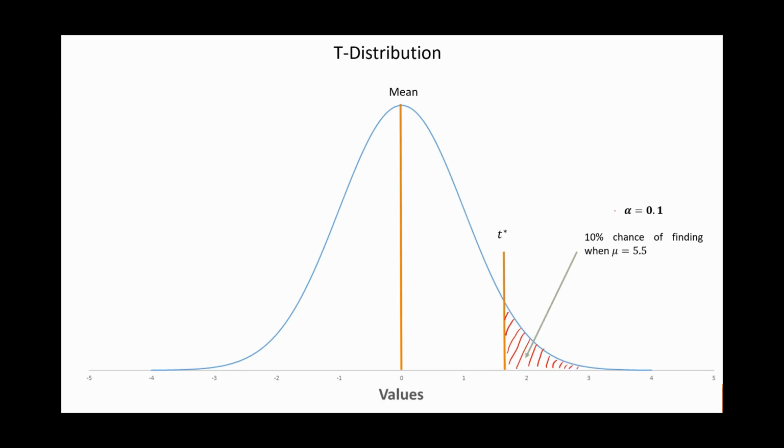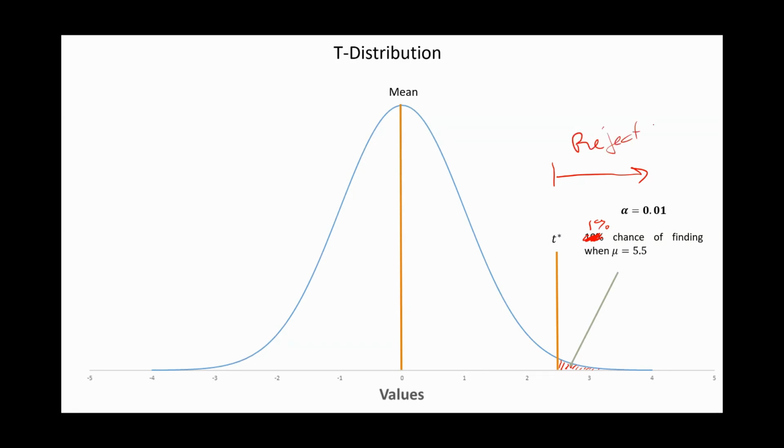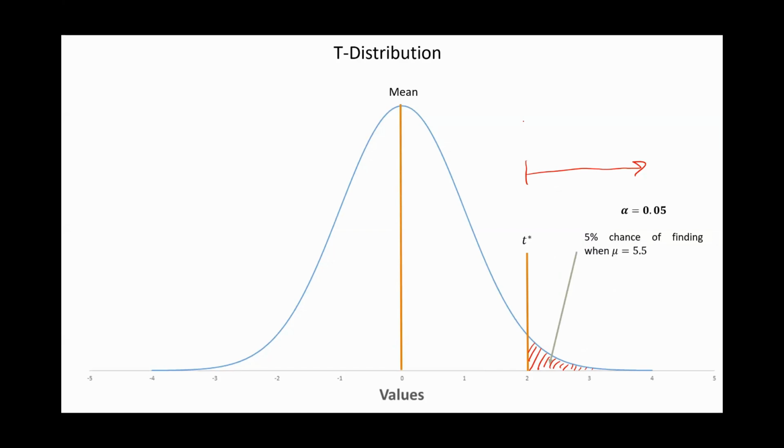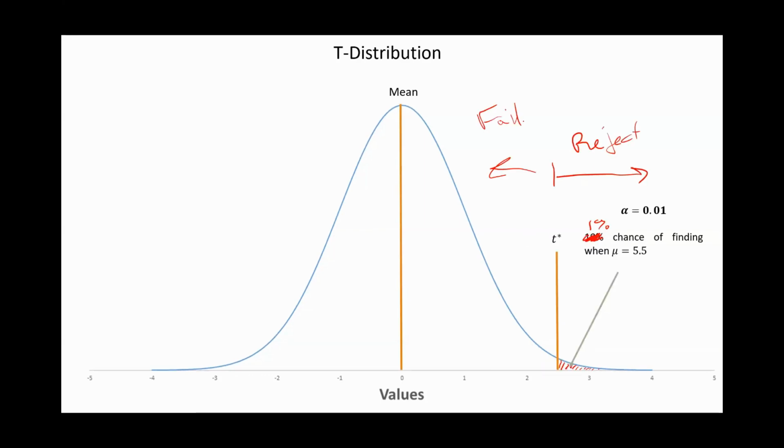So if you choose a cutoff of 10%, if you get a t-statistic larger than this, you will reject the null. If you choose 5%, any t-statistic larger than this, you will reject the null. If you choose 1%, any t-statistic larger than this, you will reject the null. So reject, fail to reject. Rejected at 10%, rejected at 5%, reject at 1%.